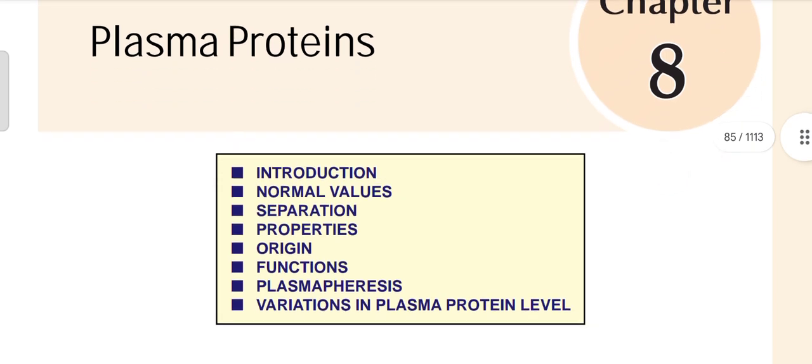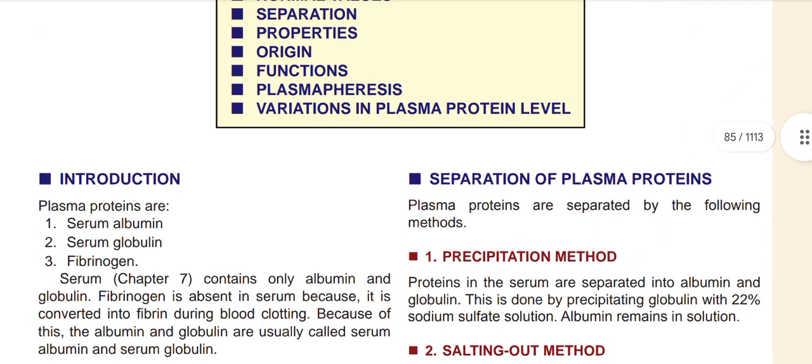Today we will discuss introduction, normal values, separation, properties, origin, function, plasmapheresis, and variation in plasma protein level. So first of all, if we introduce plasma protein, there are three plasma proteins present in blood. One is serum albumin, one is serum globulin, and fibrinogen. Why is the term serum used before albumin and globulin? Because these are present in serum, but the fibrinogen is not.